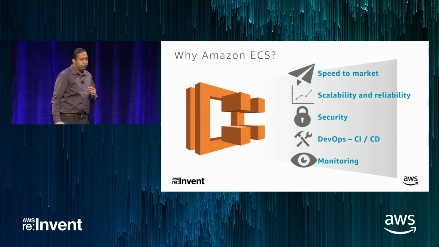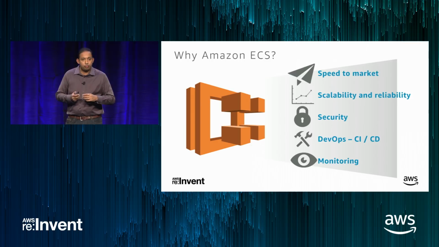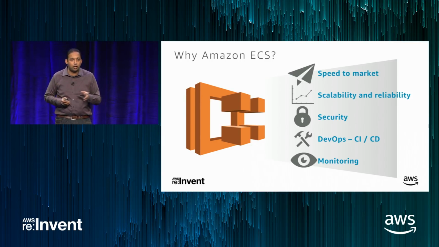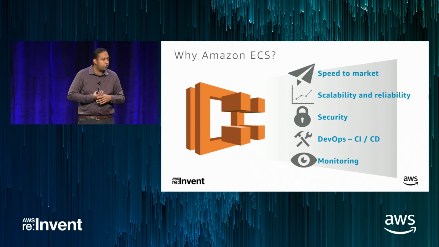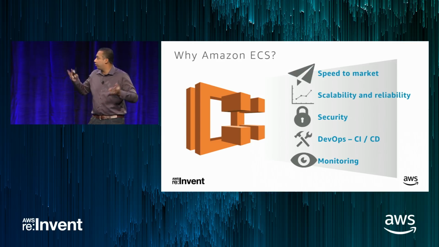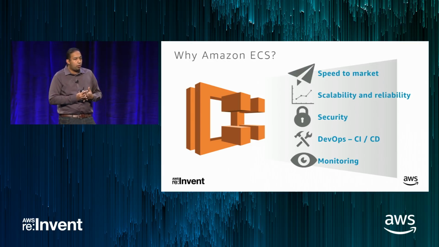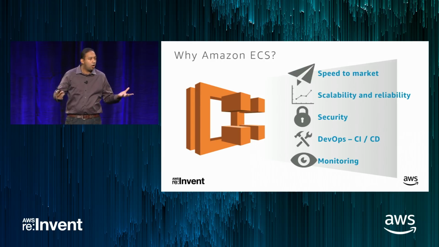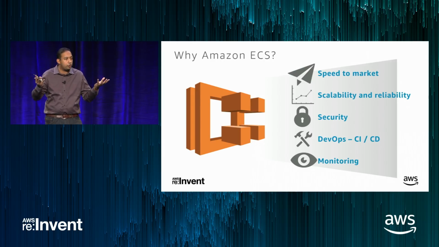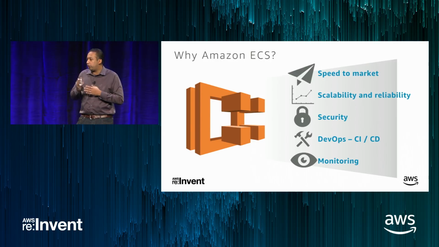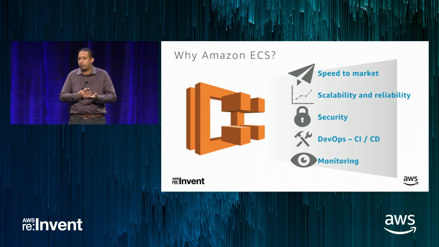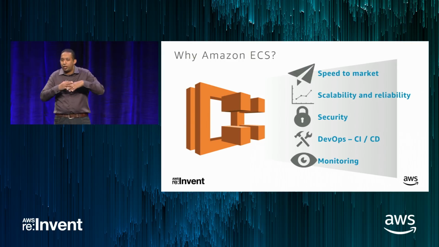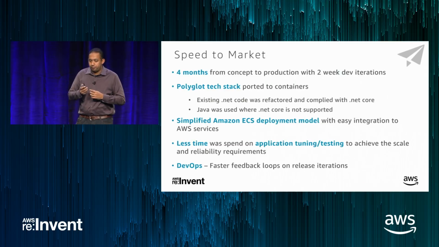All right, so let's go under the covers and really hit some of these things. We're going to talk about speed to market, how we achieved that, and scalability and reliability: what type of task placement strategies or auto-scaling policies did we use? We're going to get into the meat of that. Security is all about reducing your blast radius and attack vectors, so how did we do that at the container level as well as at the service level? Finally, we'll talk about DevOps: how did we integrate our DevOps pipeline, which was based on Jenkins, and then also monitoring. Once you take it to production, how do you monitor significantly?